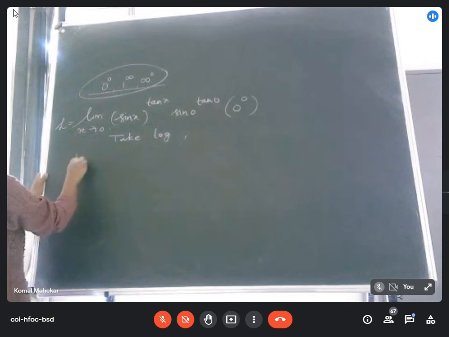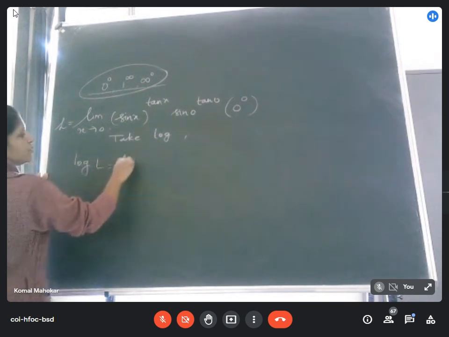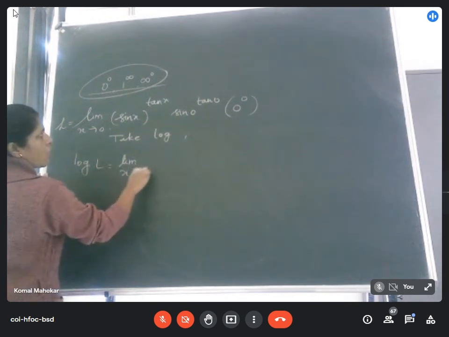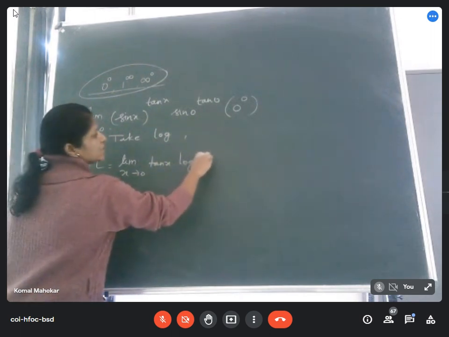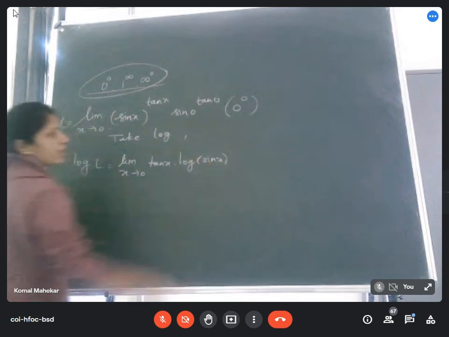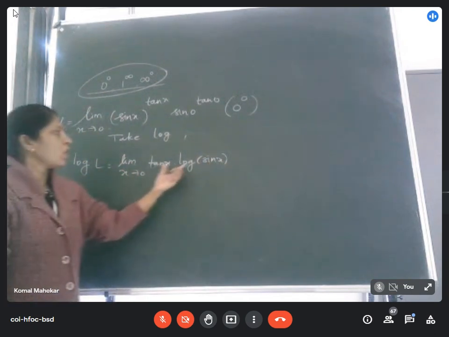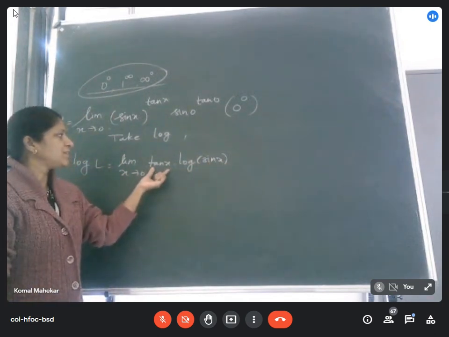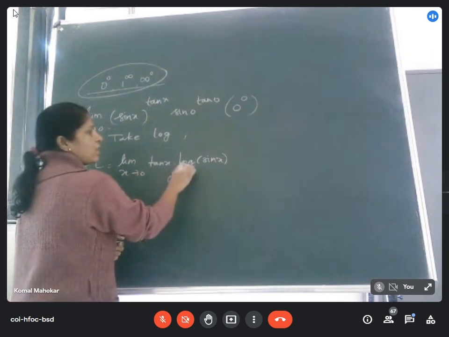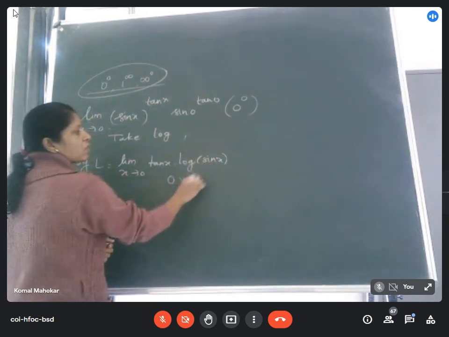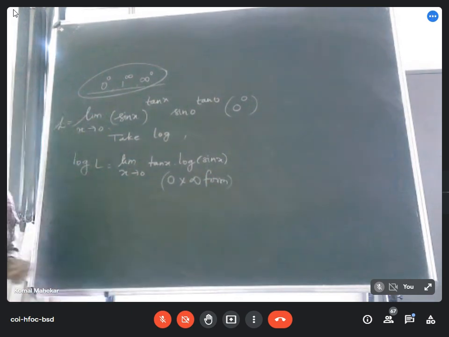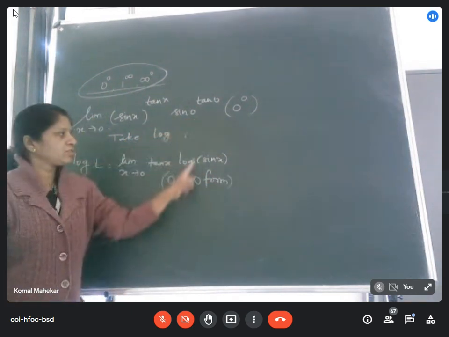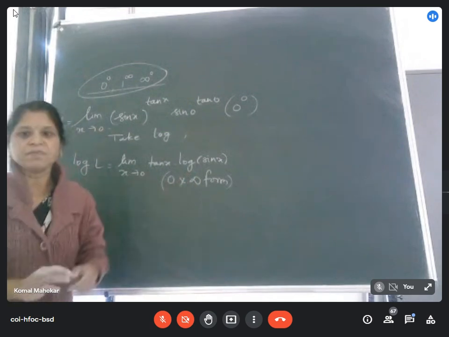So we get log of L is equal to limit x tends to 0 of tan x into log of sin x. Tan x multiplied by log of sin x. Here tan 0 is 0, and log of sin 0: sin 0 is 0, log of 0 is infinity. So now this is 0 into infinity form. See that 0 raised to 0 is converted into 0 into infinity form.